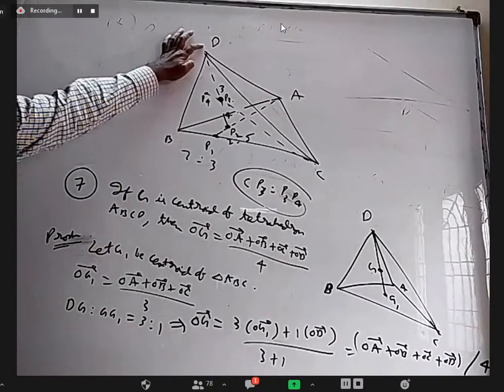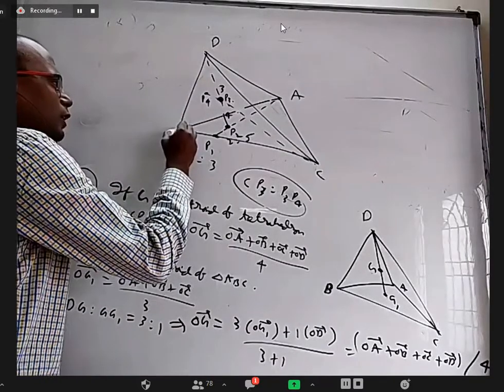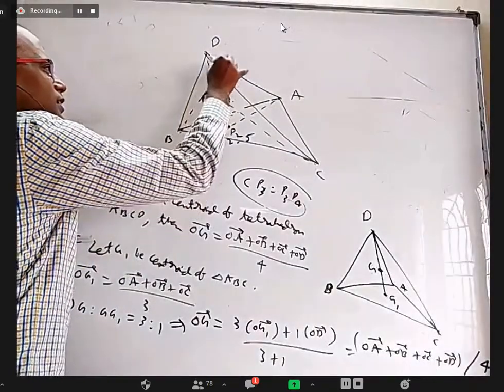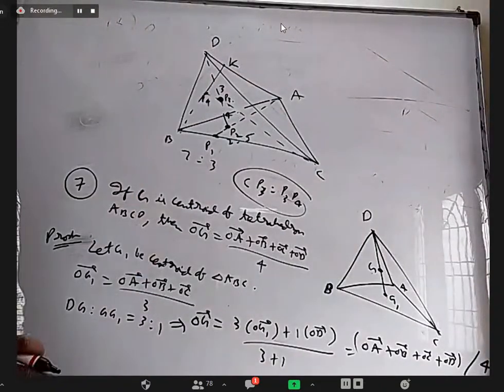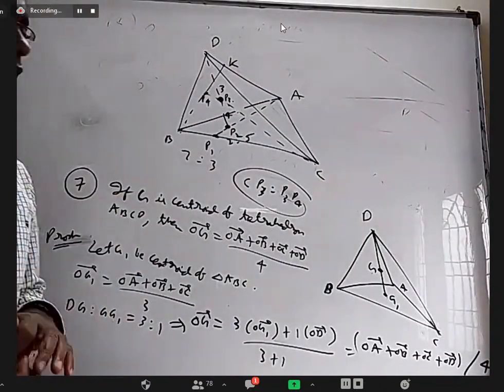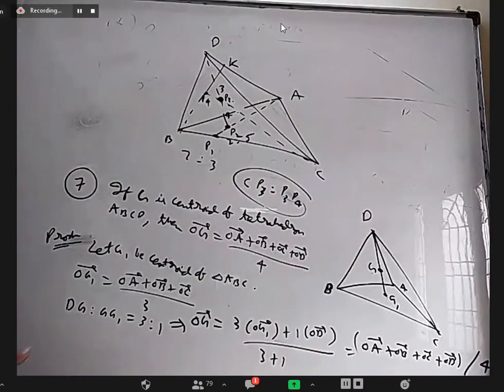They can ask DP3, something else. For example, they can say join BP4 and extend here. This is some K. What is BP4 is to P4K? I can tell. Anything they ask, I can tell, but I have to adjust the masses. I'm not trying to tell the solution here. I'm just presenting a question where you can relate that it can be done using the center of masses.